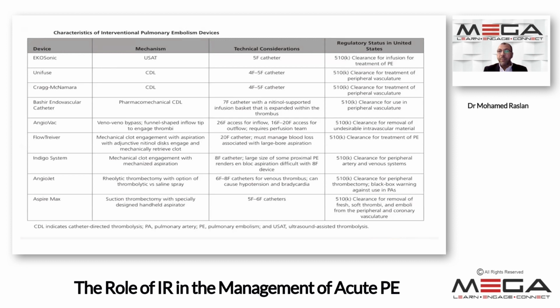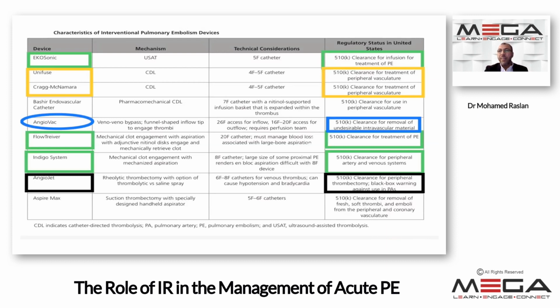As you can notice, the difference in size between the two groups here in the infusion, you can find it's 5 and 4 French, while in the mechanical, it's usually a larger lumen, like 20 French, 26 French. So just to get an idea, how is the difference between both? We have pharmacological and we have mechanical. Pharmacological usually smaller in caliber, and mechanical is larger. And as you can expect, Bashir is somehow between.